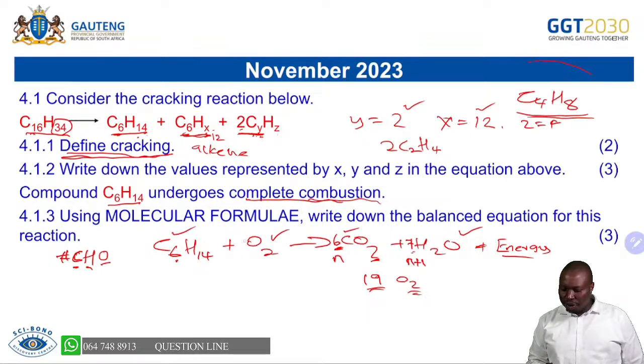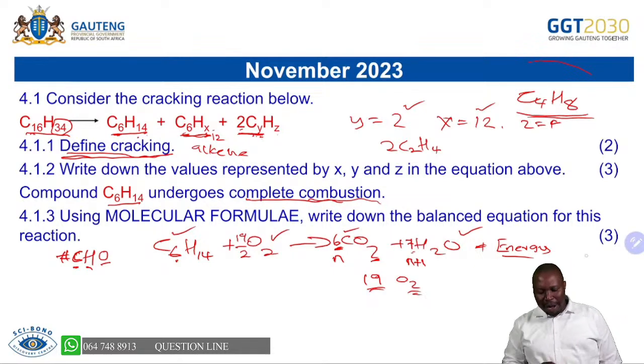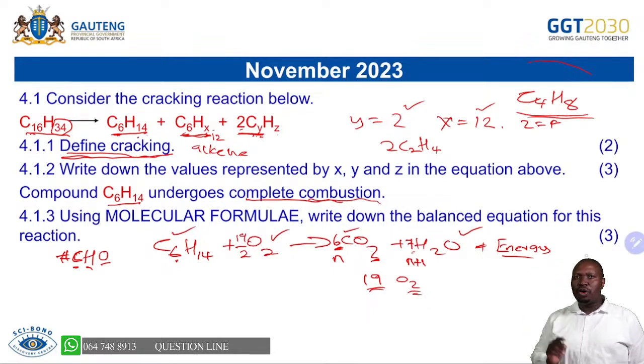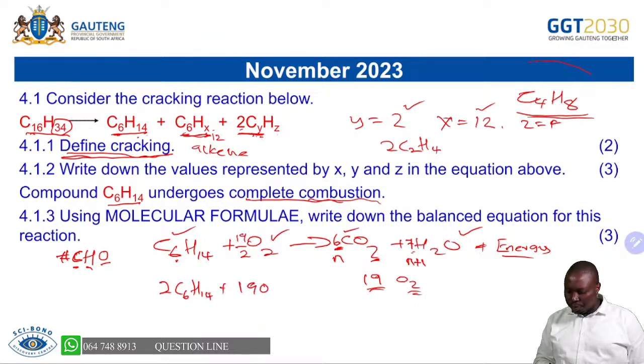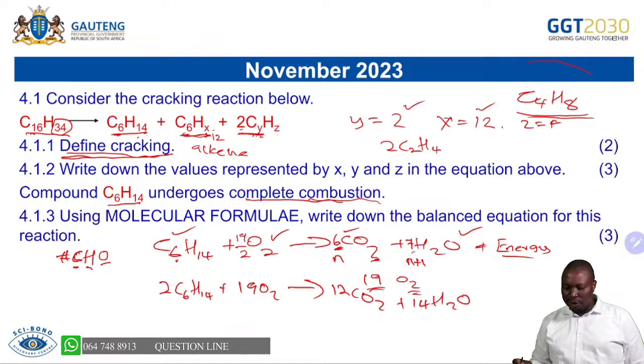Hence, when you write your oxygen here, you will write it as 19 over 2. Then you have the responsibility to multiply the whole expression by 2 because we don't want fractions here. So to balance it, you'll have 2C6H14 plus 19O2 gives us 12 carbon dioxide plus 14 H2O. So that is a balanced equation.